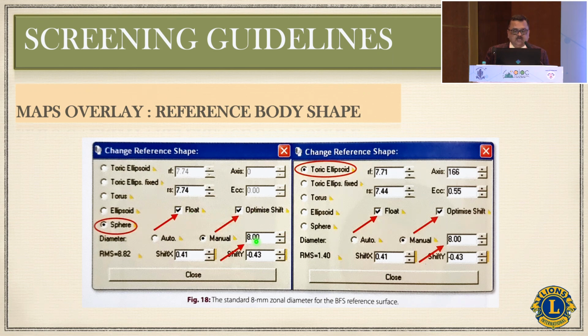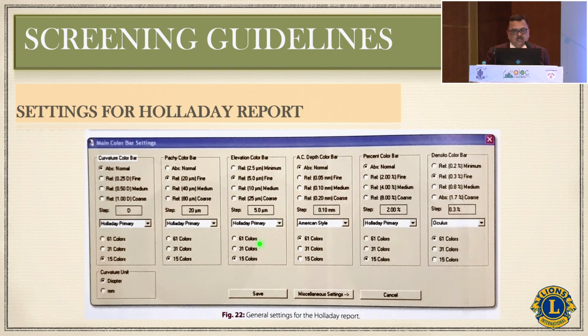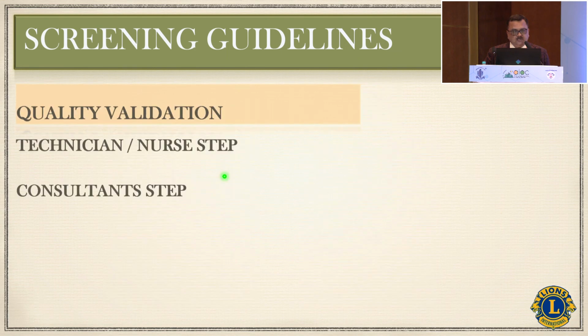If we use auto diameter, it is less. If we use a smaller diameter, it will lead to underestimation. A bigger diameter of 9 millimeter will lead to overestimation. Then these are holiday. We are not discussing holiday here. The important thing to know is the technician step and the consultant step.